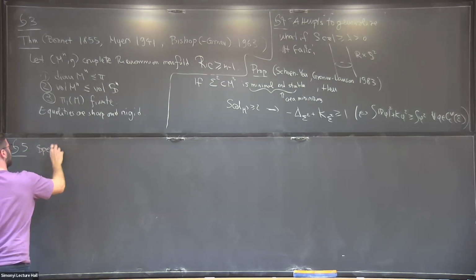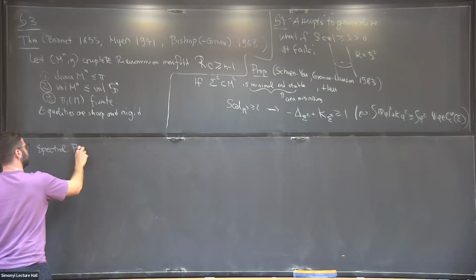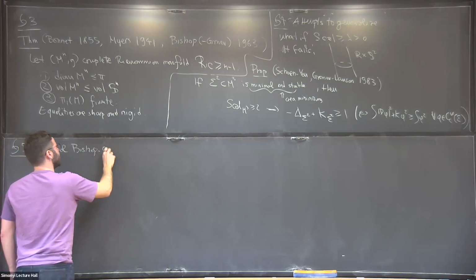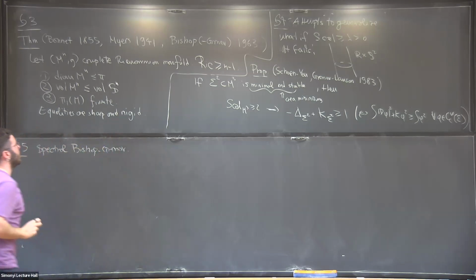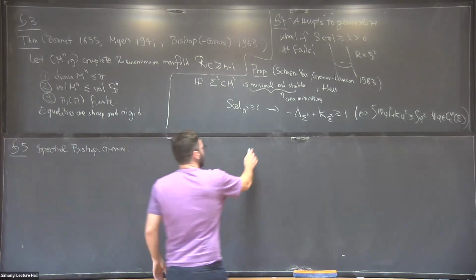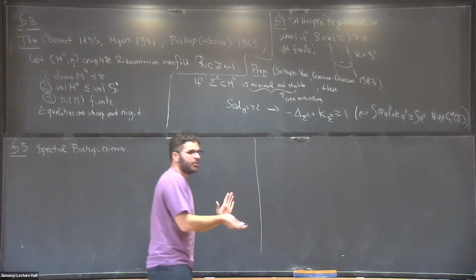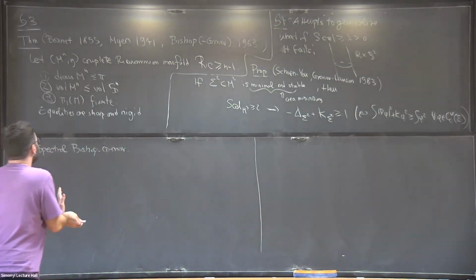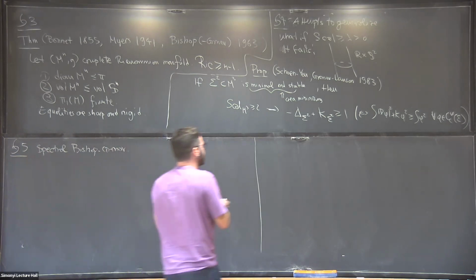Spectral Bishop-Gromov. So we got interested in understanding spectral Ricci curvature lower bounds, and I'm telling you that we can basically generalize. Let me start with the volume part of this theorem, asking less. But before doing this, one simple remark about the spectral condition.